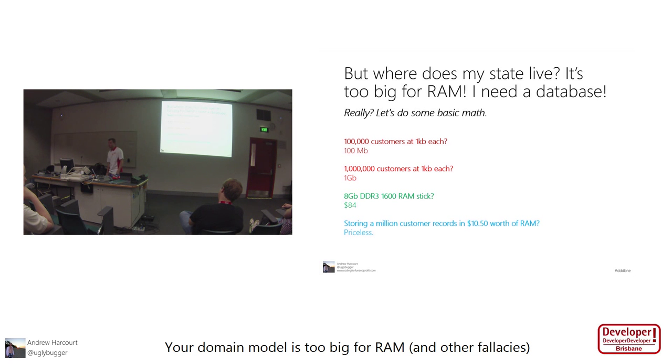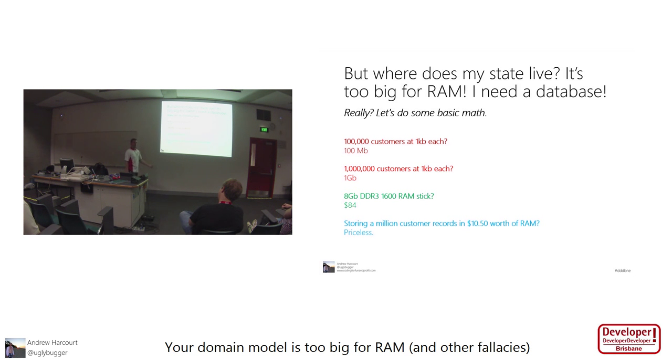I checked some pricing at a local reseller who I'm probably not supposed to name in this forum, so I shan't. I can buy an 8 gig DDR3 stick of RAM, which is what's in this thing, for $84. Which means I can store your 1 million customers in $10.50 worth of memory. Why are we hitting disk?